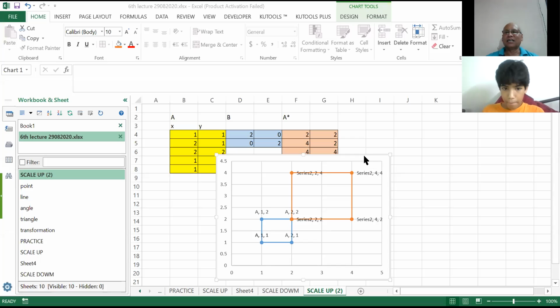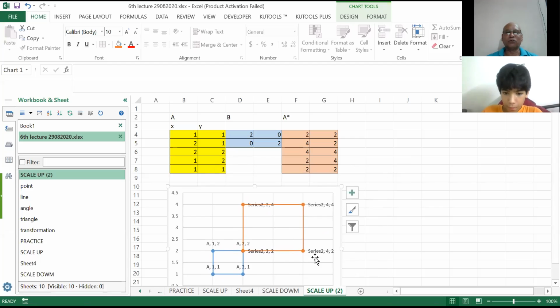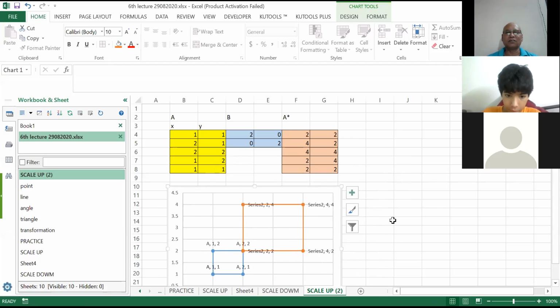So we are here and we told that it is 4 times. Now our square has become 4 times. Now how can you say that it is 4 times? You can count the cells. You see that it is grid 1 and grid 2, two cells here. But here it is 2, 2, 4, 2, 6, 2, 8. So 2 into 4, 8. So I can say it has increased 4 times.